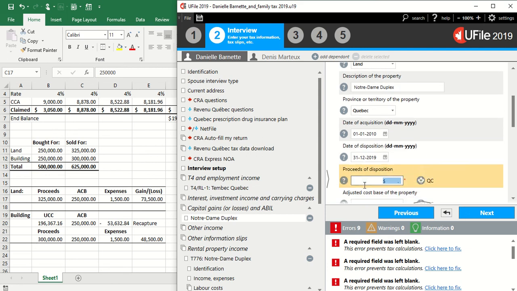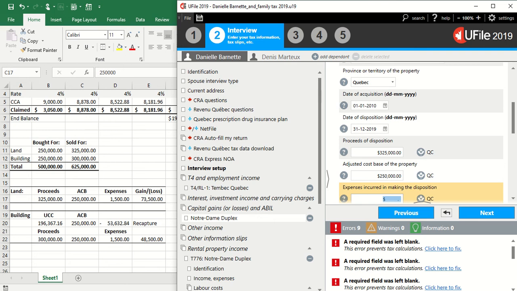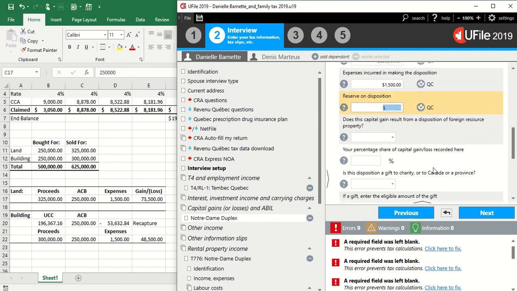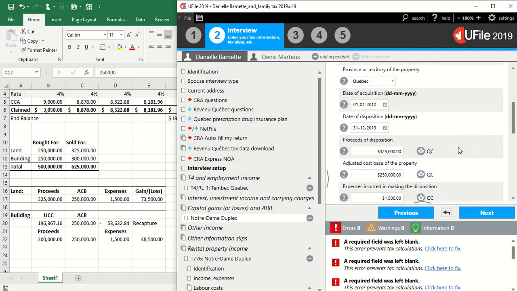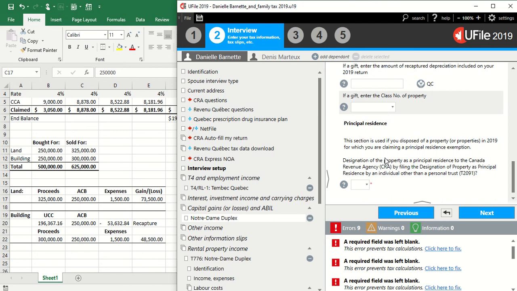Proceeds of disposition 325,000 and ACB 250,000 and another 1,500 in expenses. This is not applicable. Your percentage share. Oh, well, look at that. I think we could ultimately share it with a spouse here.